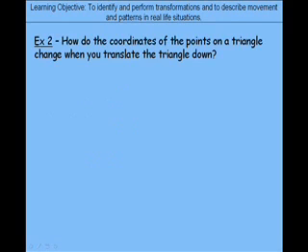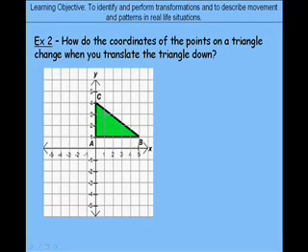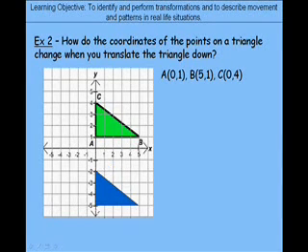Okay, example 2. How do the coordinates of the points on a triangle change when you translate the triangle down? So here's a picture of a triangle in the coordinate plane. We've got our vertices. A is the point 0, 1, B is 5, 1, and C is 0, 4. So what I'm going to do is I'm going to make my image, I'm going to change it, make it blue, and then I'm going to shift it down 6 units. So our new coordinates are going to look like this.